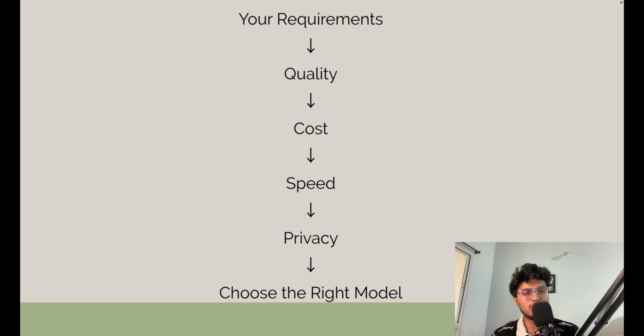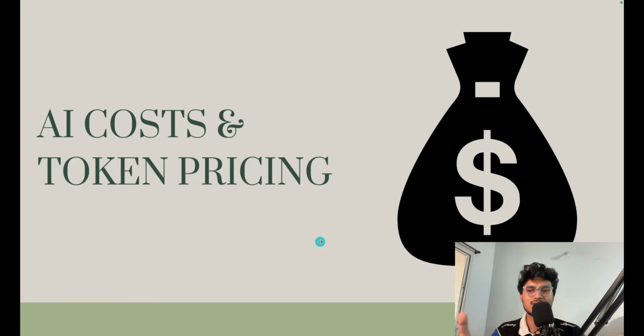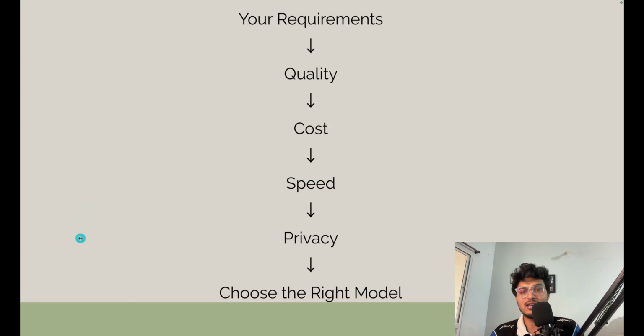Okay, so we have explored how to choose the right AI model, but there is one final question every developer and every company eventually asks: how much does all this actually cost? Why is one request almost free while another costs significantly more, and how can you reduce your AI bill without sacrificing quality? That's exactly what we will cover in the final video of season 1 of our LLM Foundation series, that is AI cost and token pricing. So meet you in the next video.